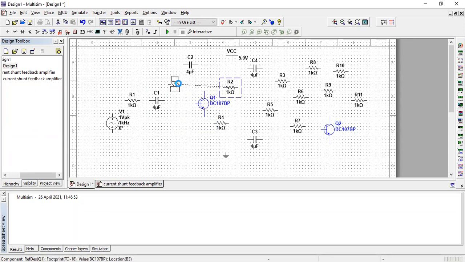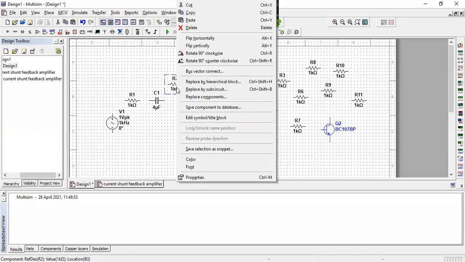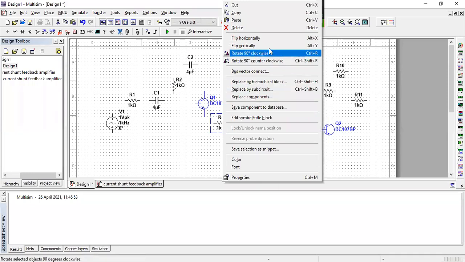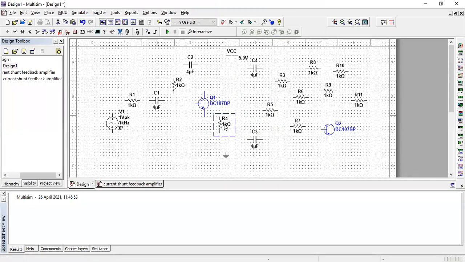I need a resistor. That resistor should be placed vertically. What should I do? Rotate clockwise 90 degrees, you'll get it vertical. And I need one more resistor placed here. So rotate clockwise 90 degrees. So the resistor will come here. I need to connect a capacitor. I need to connect it at the collector.